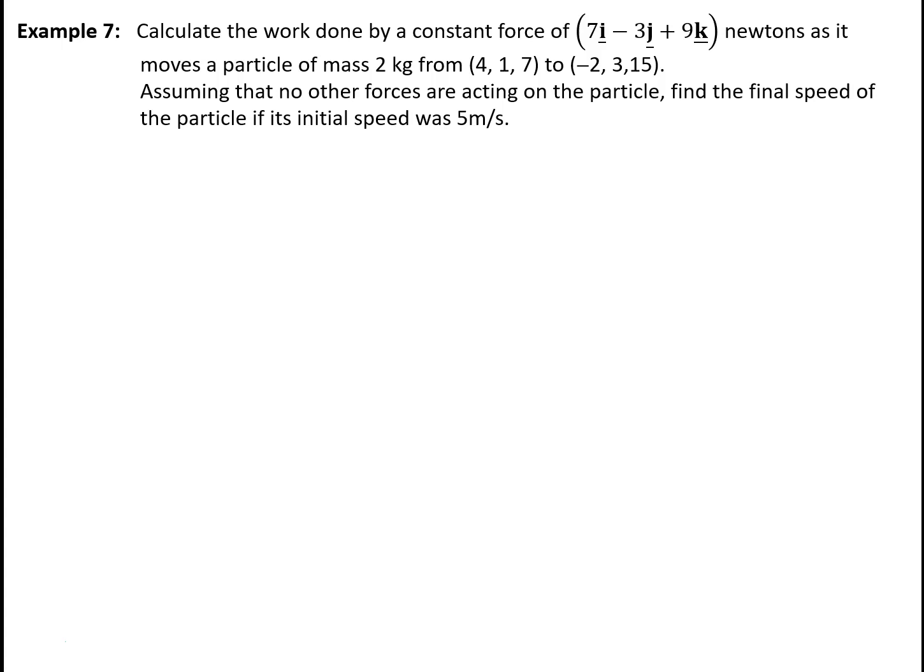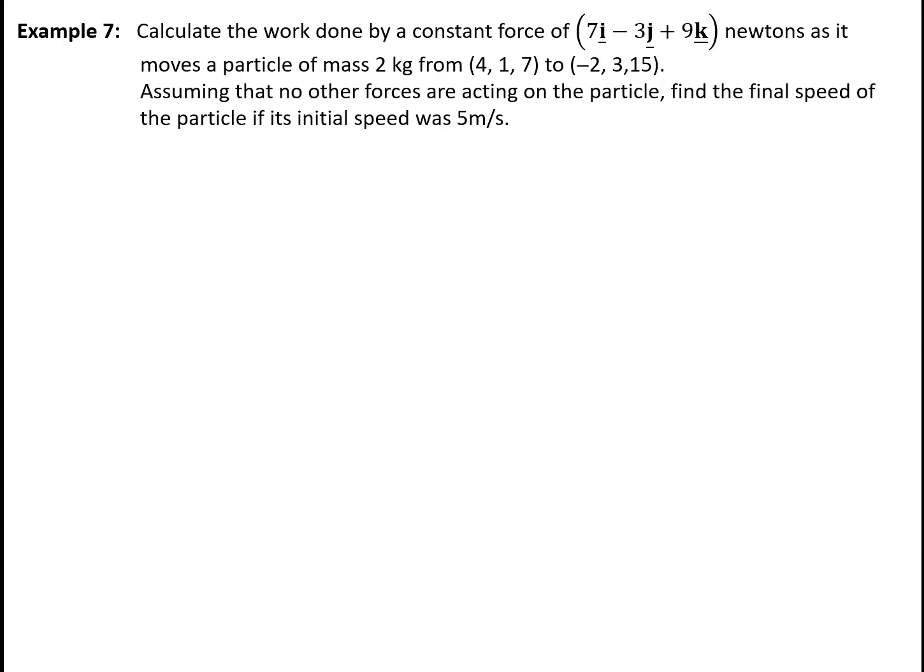So, for our next example, we have to calculate the work done by a constant force of 7i - 3j + 9k as it moves a particle of mass 2 kilograms from (4, 1, 7) to (-2, 3, 15). And then assuming that no other forces are acting on the particle, we've got to find the final speed of the particle if its initial speed was 5 meters per second.